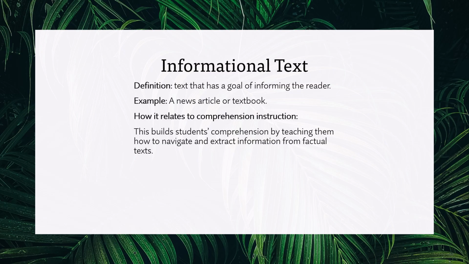We have informational text, which is text that the main goal is informing the reader. You are reading to learn something. An example of this could be a news article or textbook, and it relates to instruction because it can help build the student's comprehension because they are learning how to extract the information and put together the facts by themselves from reading the text.